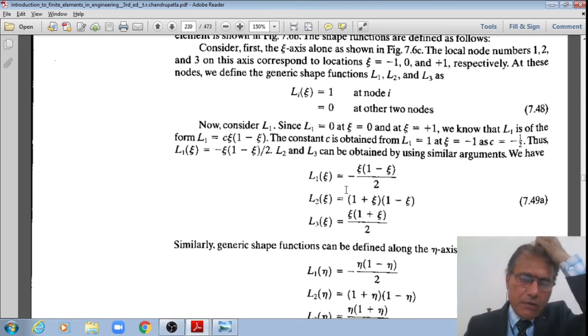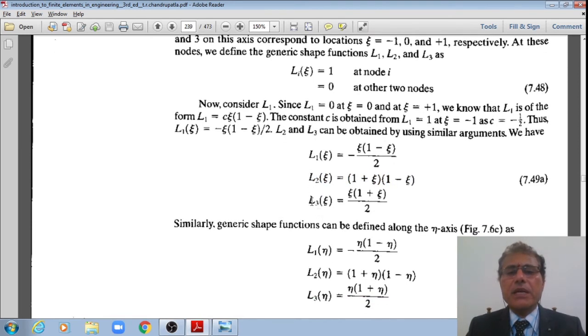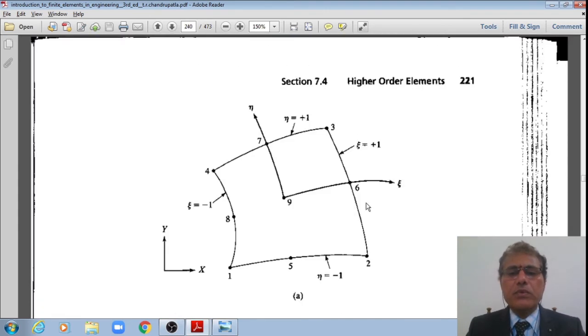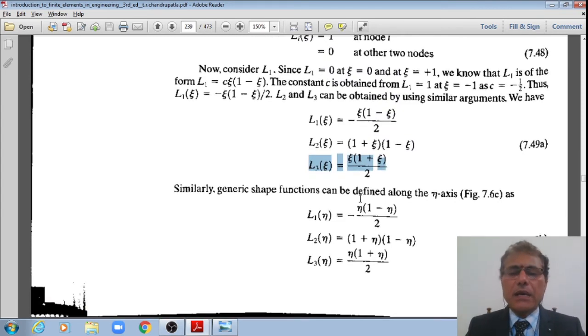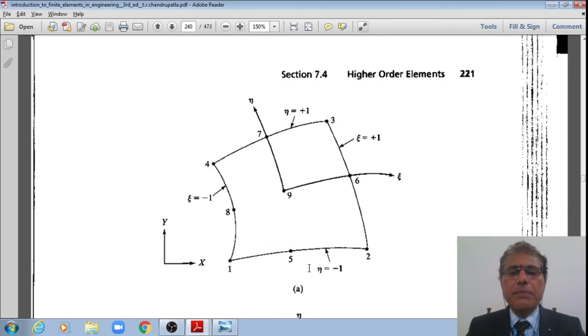Even for the mid node we have proved the shape function n2. Now I am saying L2 because this belongs to the Lagrange family: L2 xi as 1 plus xi multiplied by 1 minus xi. Even that of the third node, L3 xi, as xi multiplied by 1 plus xi, divided by 2. Similarly along the eta direction I can write in a cyclic fashion these three equations: L1 eta is equal to minus eta by 2 multiplied by 1 minus eta, L2 eta is equal to 1 plus eta multiplied by 1 minus eta, L3 eta is equal to eta multiplied by 1 plus eta divided by 2.